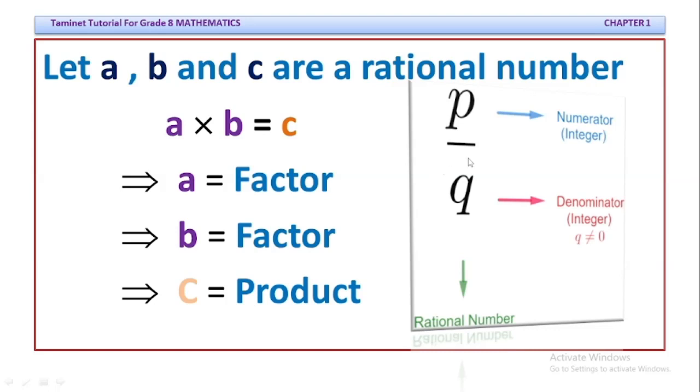In this explanation, we can see P over Q. We call P the numerator and Q the denominator, where P and Q are integers. Q must be different from 0. So we can call P over Q a rational number, a number having a numerator and a denominator.